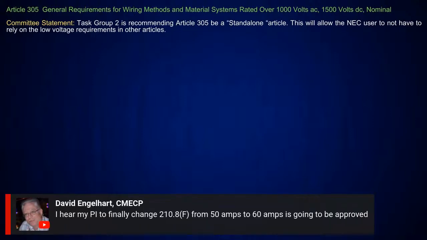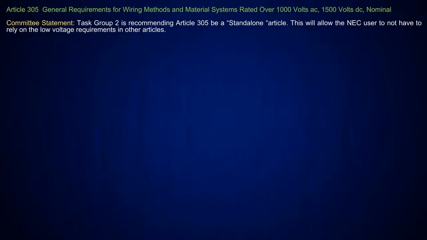Yeah, and I think David had a public input in there for 210.8(F) to increase it to 60 amps. I actually agree with that, David. You have to have that consistency. What's the difference, you know? We actually covered that on one of the podcasts already, that it did go up to 60 amps. Yeah, that was David Eaglehart's public input.